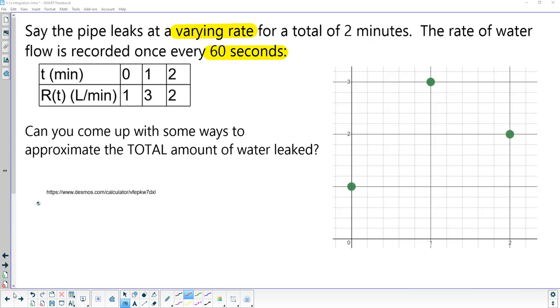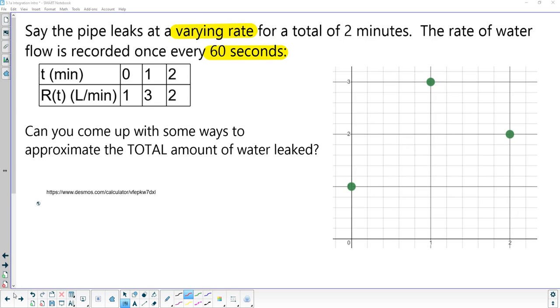So what does this table mean? So instead of just the rate being this constant 3 liters per minute, what's going on now? The rate's changing, right? And we've gotten snapshots. So right when we start the timer, the water is leaking out at a rate of 1 liter per minute. 60 seconds later, or 1 minute later, we've got a rate of 3, and then 2 minutes, at time 2, we're slowing down to a rate of 2, okay? And I've plotted those points, again, time versus rate here, okay?